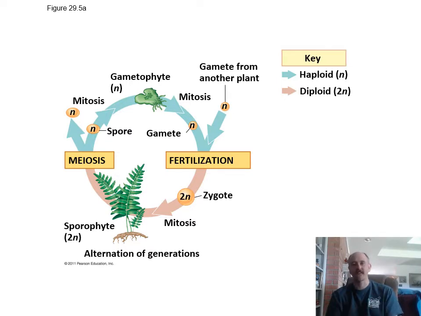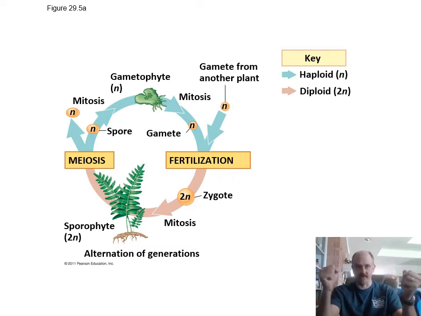It's a haploid cell made by meiosis that falls on the ground and divides and grows into an organism called the gametophyte. So those two organisms, right? Sporophytes are diploid. They make a spore by meiosis. It grows into a gametophyte, another organism. That gametophyte is haploid. It only has one set of chromosomes.